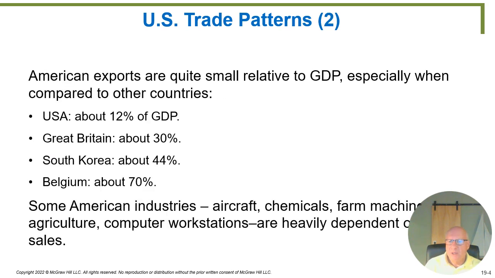Let's take a look at something that might surprise you. With all the talk about international trade, it turns out the U.S. has a relatively low trading sector. Roughly about 12% of our GDP is bought and sold across borders, whereas for other countries like Great Britain, it's 30%. For South Korea, 44%. Look at Belgium, 70%. Now, part of that should not be particularly surprising. The smaller the country, generally, the higher is their trading sector, for some pretty obvious reasons.